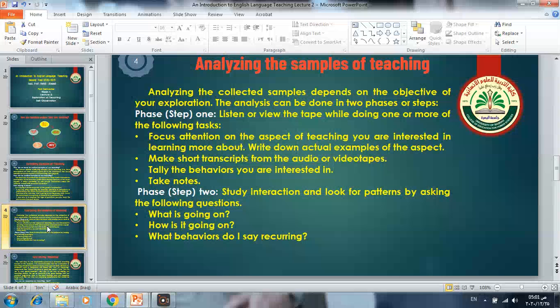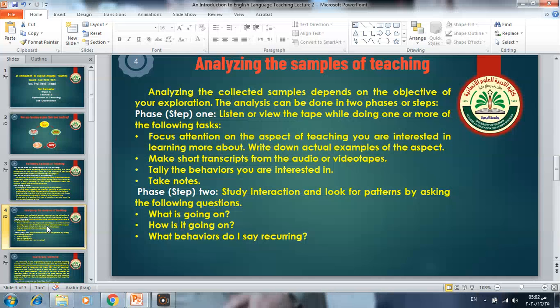Okay, so the analysis can be done in two phases or in two steps. Phase one, or step one: listen or view the tape while doing one or more of the following tasks. If you have an audio record of the lesson, you listen. If you have a tape record of the video of the lesson, you have to watch or view. While you are listening or viewing the tape, you have to do a couple of tasks.